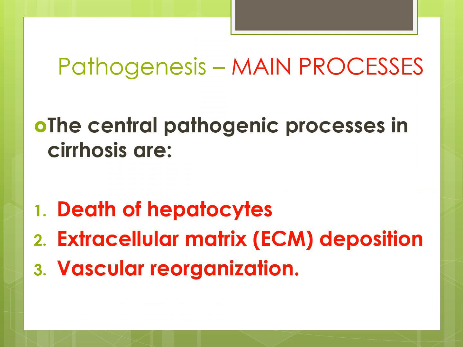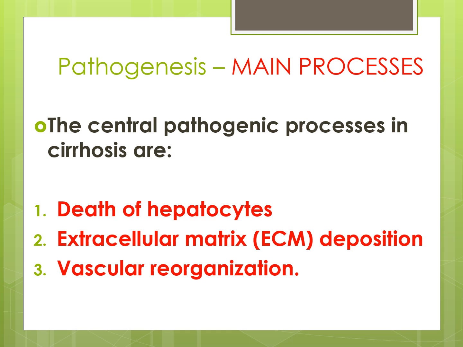Pathogenesis, how cirrhosis occurs. The central pathogenic processes in cirrhosis are three. Number one, death of the hepatocytes, followed by deposition of the extracellular matrix or fibrous tissue, and after that, vascular reorganization. The circulation reorganizes because of this deposition of the extracellular matrix.